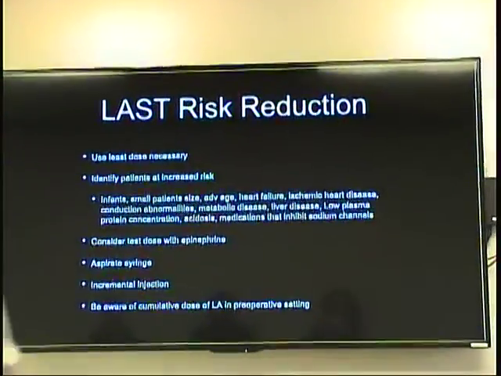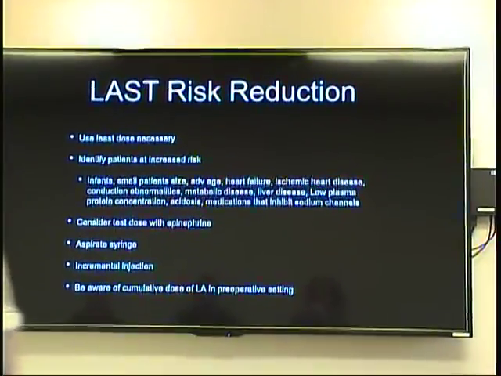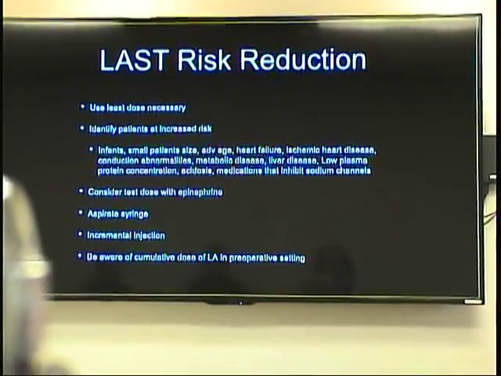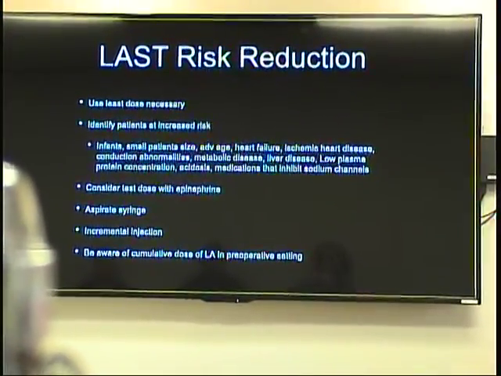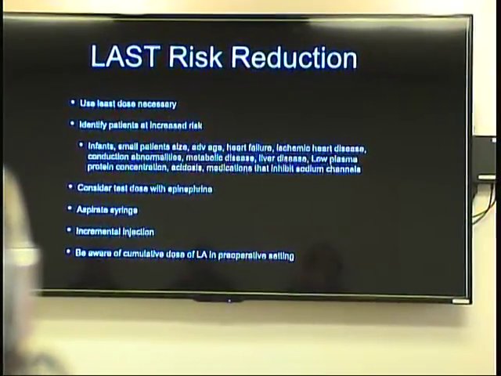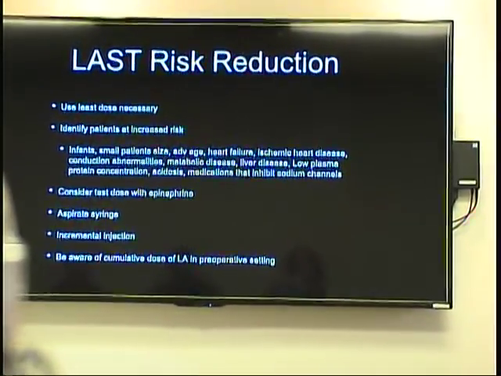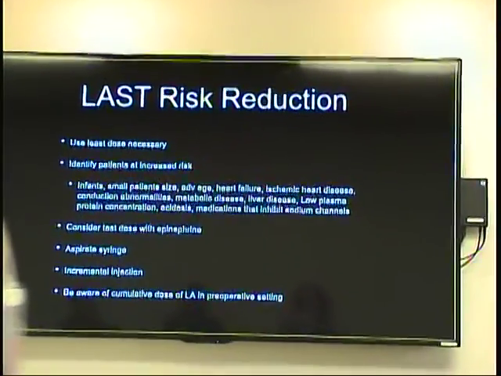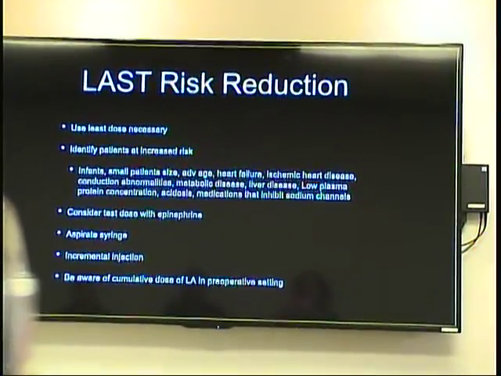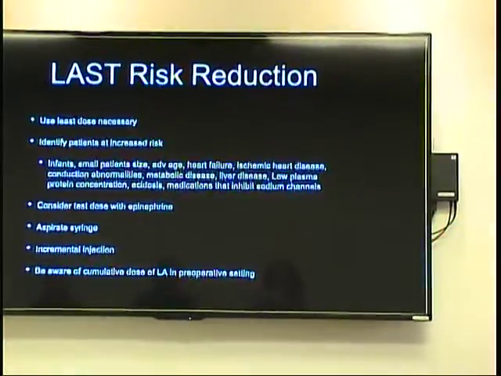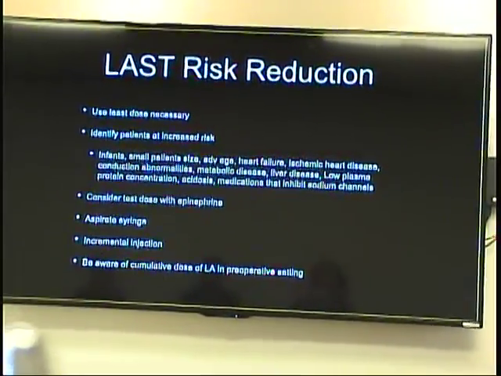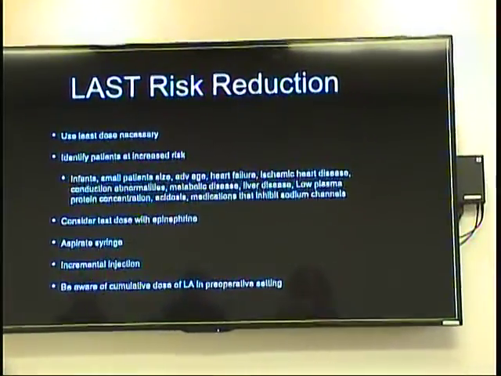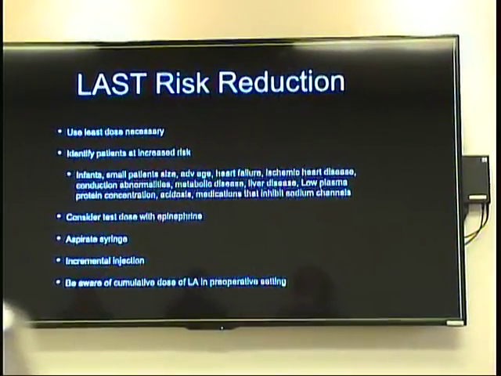And then consider a test dose with epinephrine. I don't think we use it a lot here, but you don't necessarily have to. If you're concerned about vascular injection, that would be a good thing to use, where you would inject, paying attention to the EKG, again, if we see like a 20% increase in heart rate, and it's pretty quick, or like a 20% increase in blood pressure, which, depending on who's doing the block, could just raise your blood pressure too.